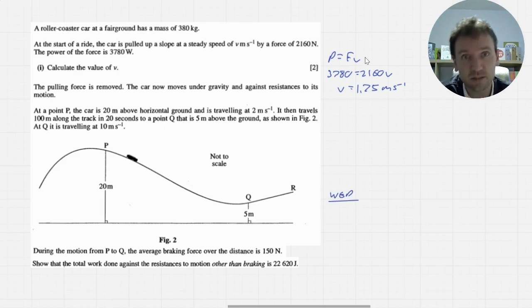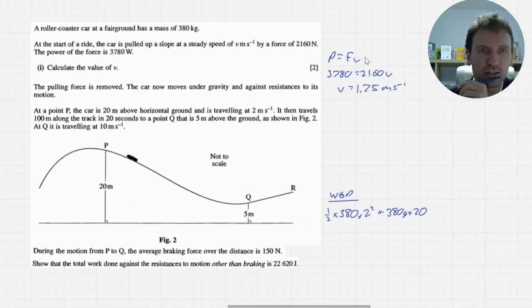So for the work energy principle in this question, we're going to do the initial energy. And this is going to be initial kinetic energy and initial gravitational potential energy. So initial kinetic energy is going to be half times our mass, which we know is 380, times our velocity squared. Well, our velocity at the start is 2, so times 2 squared. We've got initial gravitational potential energy. In this case, I'm going to take the floor as our base reference because it's natural. It's where we're given the distances from. So we're going to have 380g times 20.